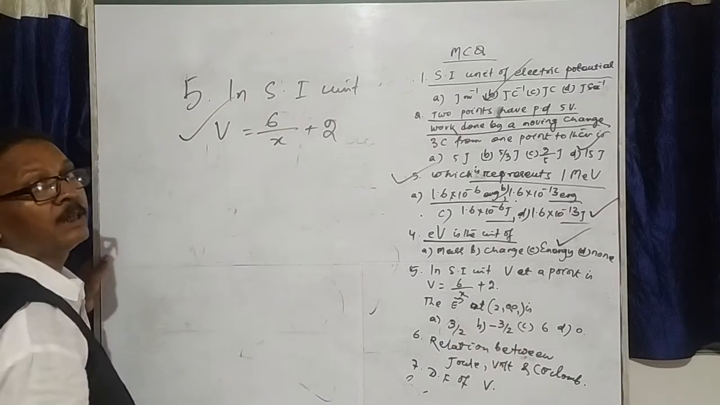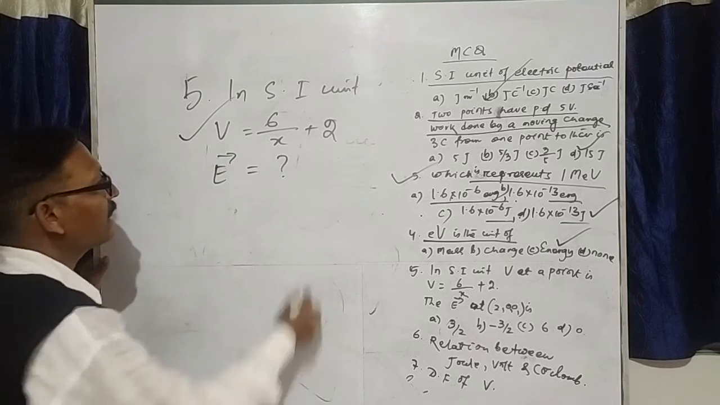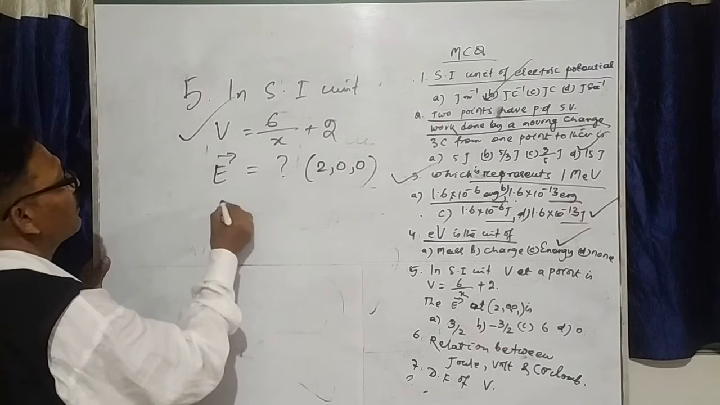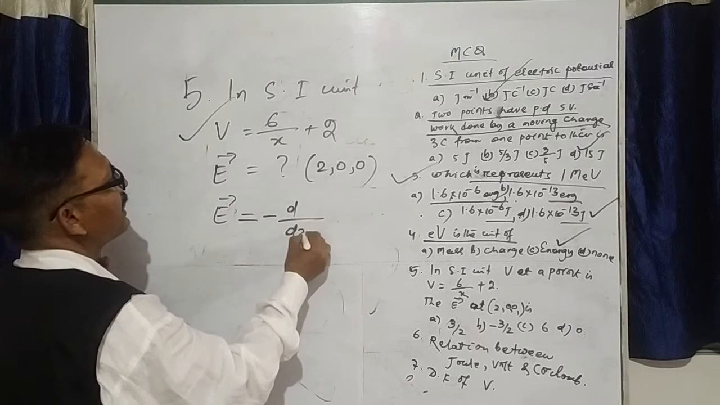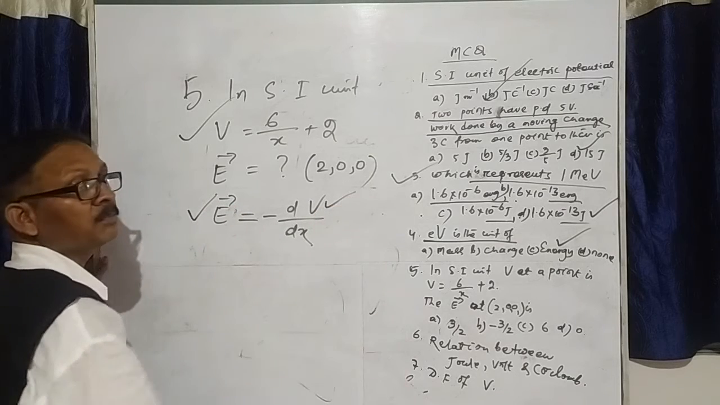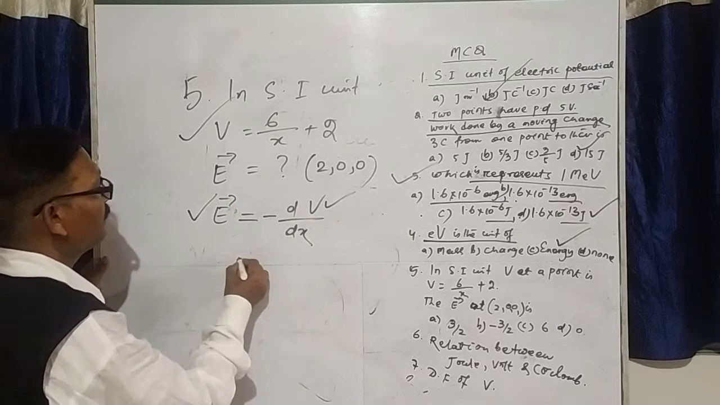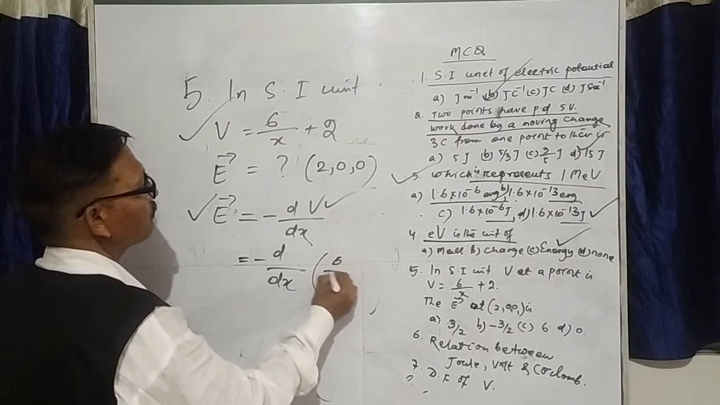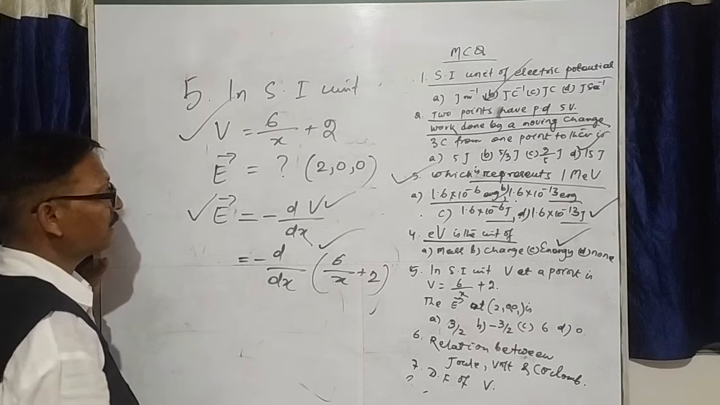You have to find E at 2 0 0. E is equal to minus d by dx of V. This is the electric field, and this is the potential difference. This is the potential gradient; the electric field is the negative of the potential gradient. So E is minus d by dx of V, where V is 6 by x plus 2. Differentiate.